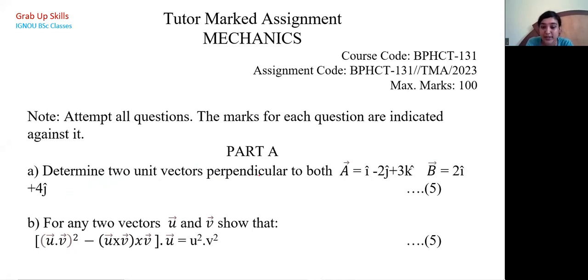Determine two unit vectors perpendicular to both the A vector and the B vector. Now, what is a unit vector? It is nothing but a vector which has a value equal to 1. So now we will see the solution for this. I hope you understood the question. I'll read it again: determine two unit vectors perpendicular to both the A vector, which is i cap minus 2j cap plus 3k cap, and the B vector, which is equal to 2i plus 4j. Now we'll see the solution.